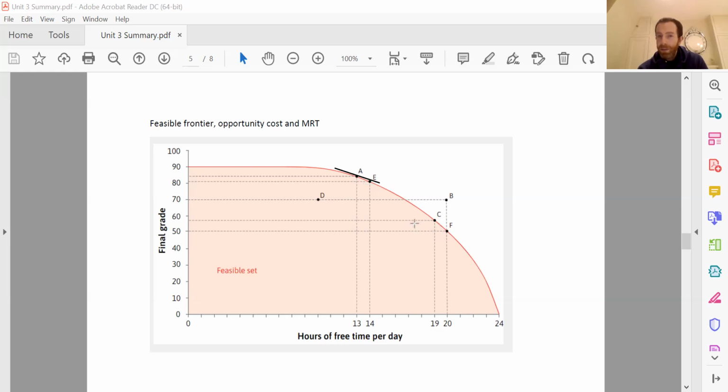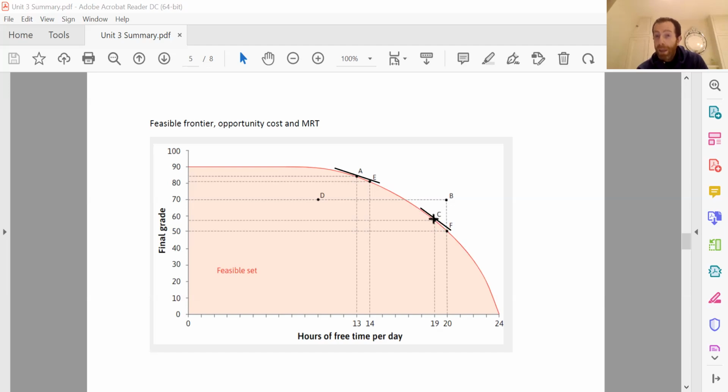And we can actually see that this marginal rate of transformation will change as we move along the feasible frontier. So if Alexei was at point C, where he's got 19 hours of free time and a grade of, I think it is, 57, then we could think one way of doing it would be to draw a point and find the slope of it.